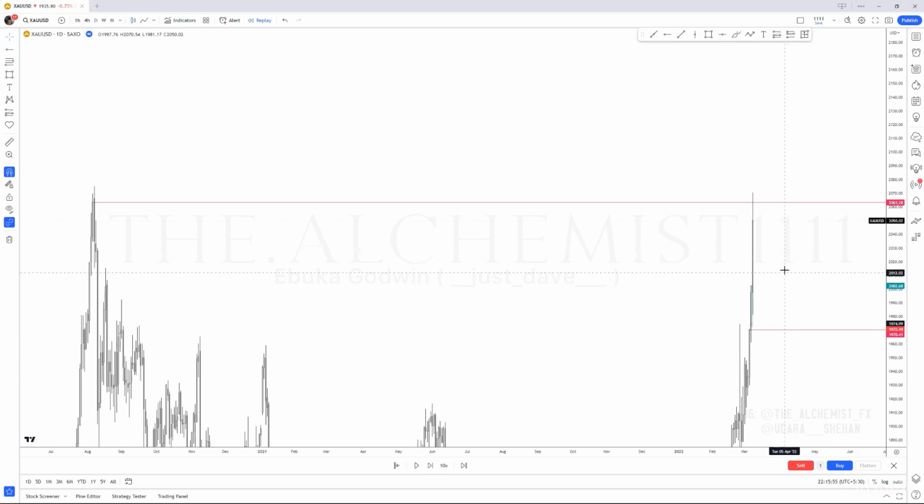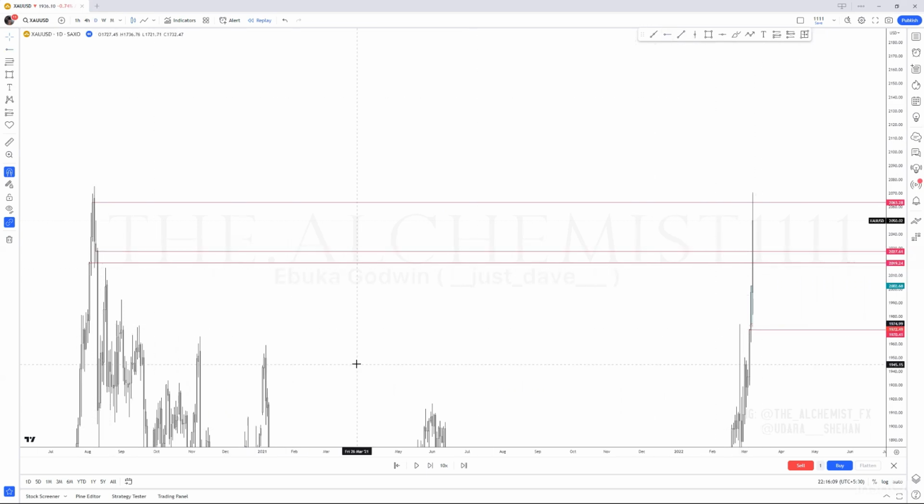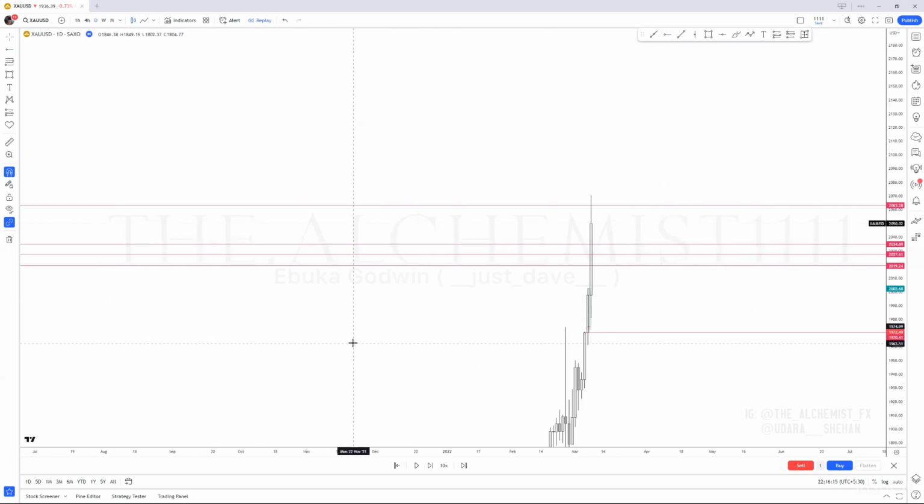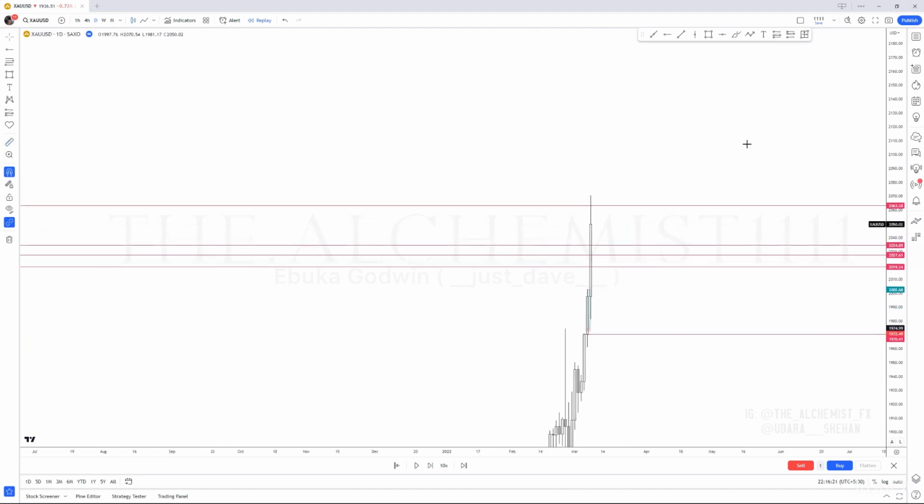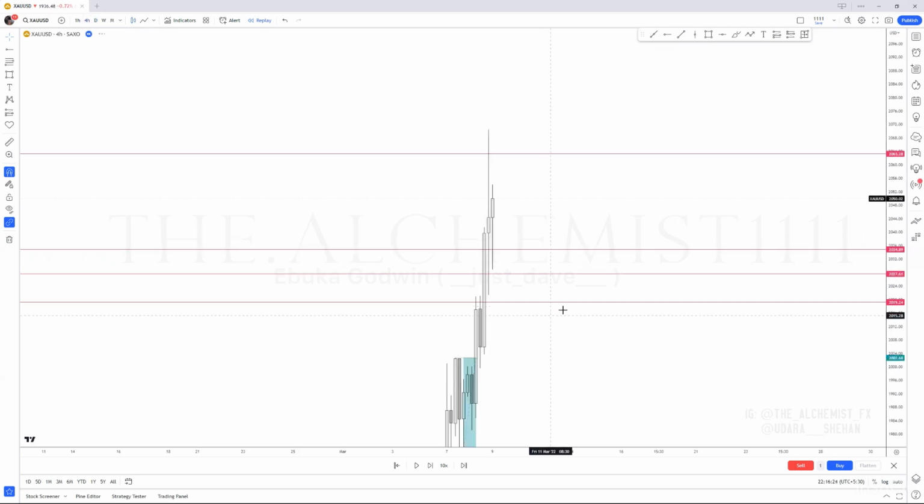Where shall we buy it from? Maybe this area, which was once used as a support. Here, or maybe this. Yeah, these are the closest zones we have, right? How many pips away is that? 130 pips away. Yeah, let's see what's about to happen.